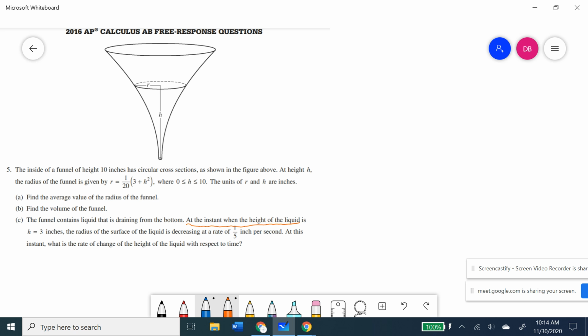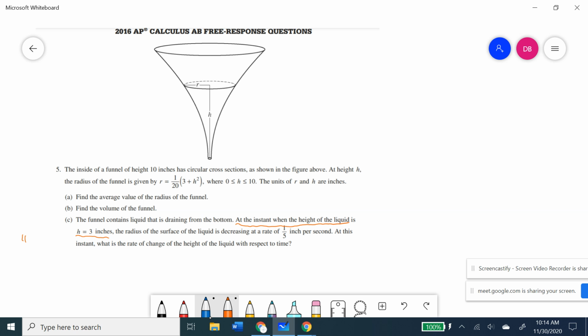But I want to point out to you that it says at the instant when the height of the liquid is h equals 3 inches. That is your when information. At least that's what I call it. That is something that you cannot use until the very, very end, because if you plug it in early, then it's not allowed to change, and it's supposed to be changing.